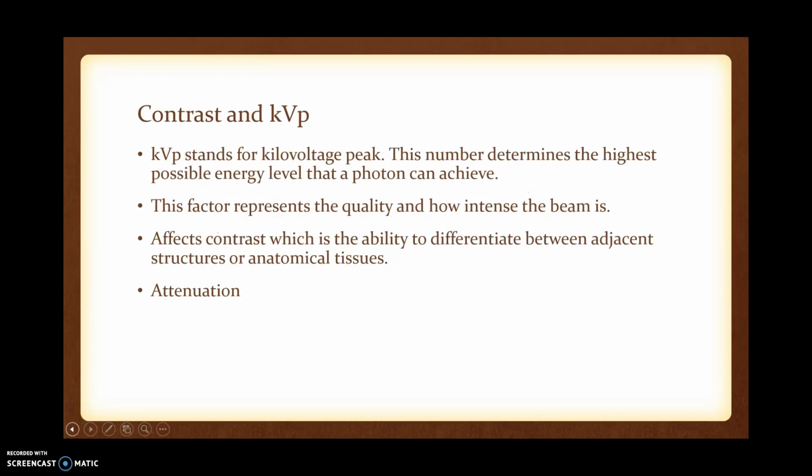Now there is contrast and KVP, which go hand in hand. So KVP stands for kilovoltage peak, and that's basically the highest possible energy level that a photon can achieve, which is the intensity of the beam. And different tissues attenuate the radiation differently, and that helps produce a contrast.